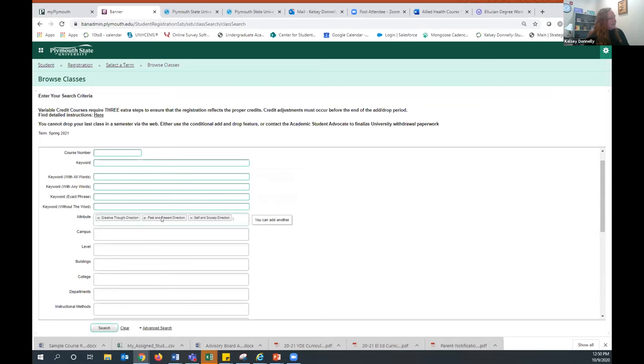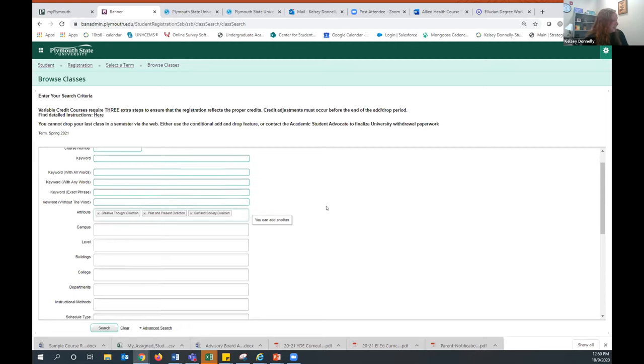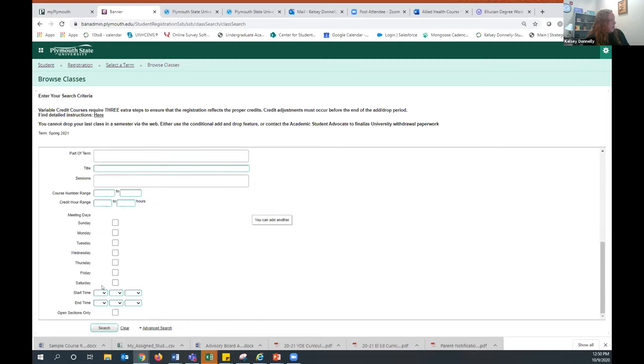I'm not going to select scientific inquiry because let's say I'm in a major that doesn't need that one. So I'm going to just select these three, and then scroll all the way to the bottom of this section and select open sections only. Right now we're just browsing and everything is open, but I really want students and you to get in the habit of hitting open sections only, because when registration does open up and classes start to close, it's a lot easier to just focus on the ones that are open than have to weed through the ones that have closed already.